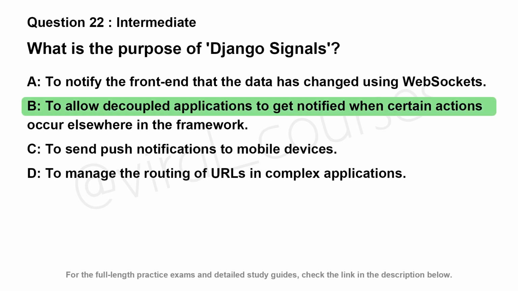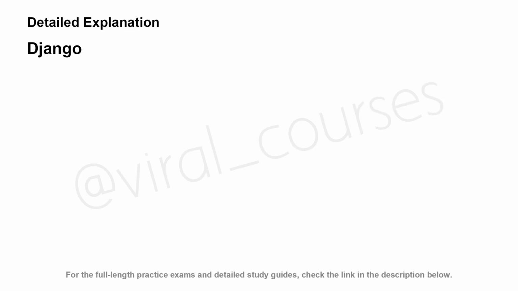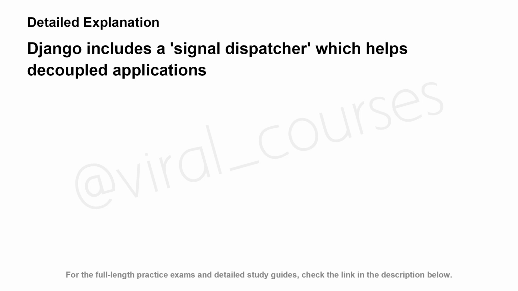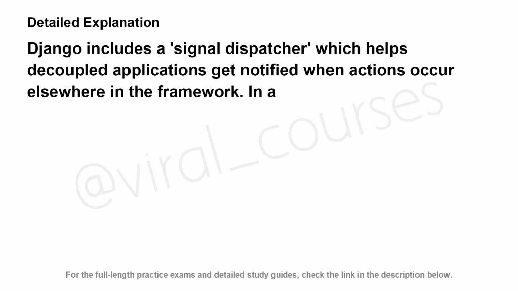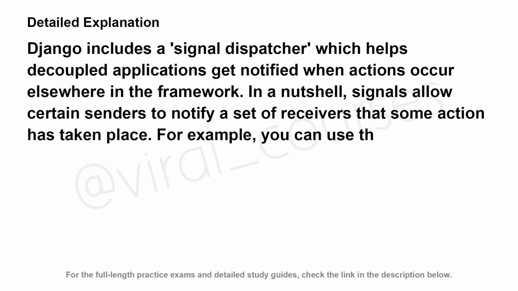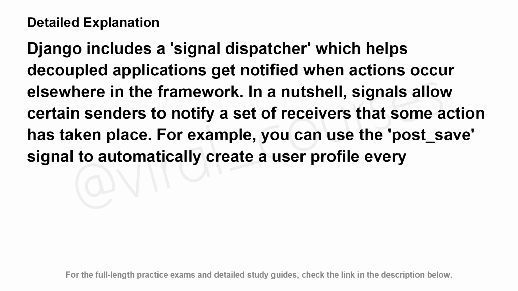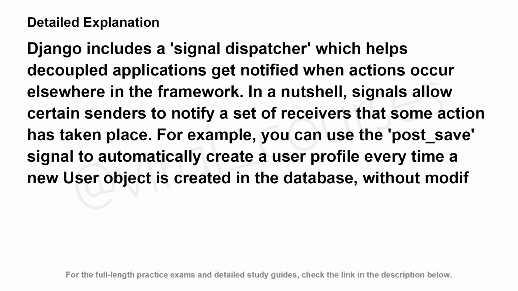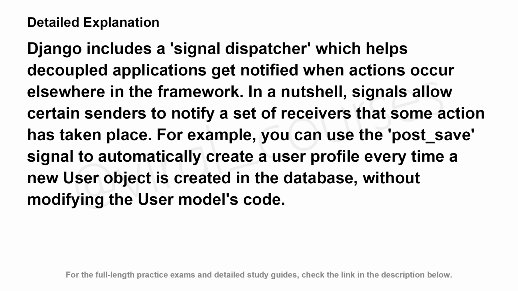The correct answer is B. Django includes a signal dispatcher, which helps decoupled applications get notified when actions occur elsewhere in the framework. In a nutshell, signals allow certain senders to notify a set of receivers that some action has taken place. For example, you can use the post_save signal to automatically create a user profile every time a new user object is created in the database, without modifying the user model's code.